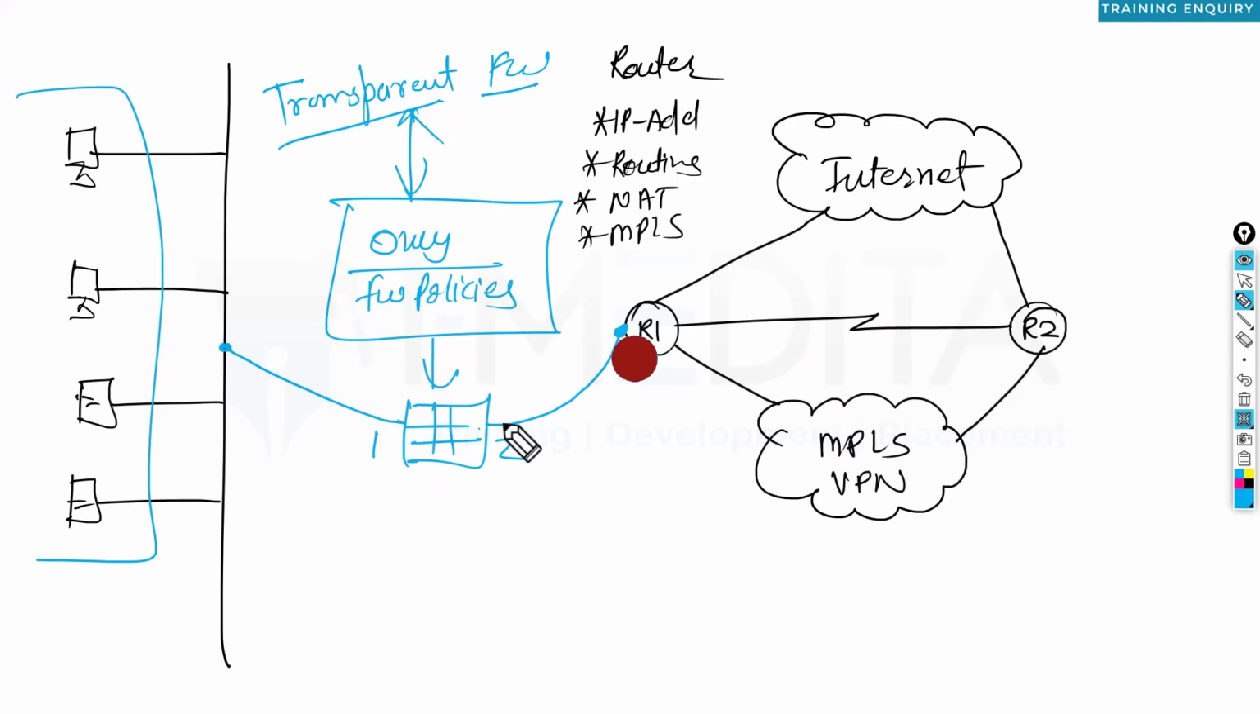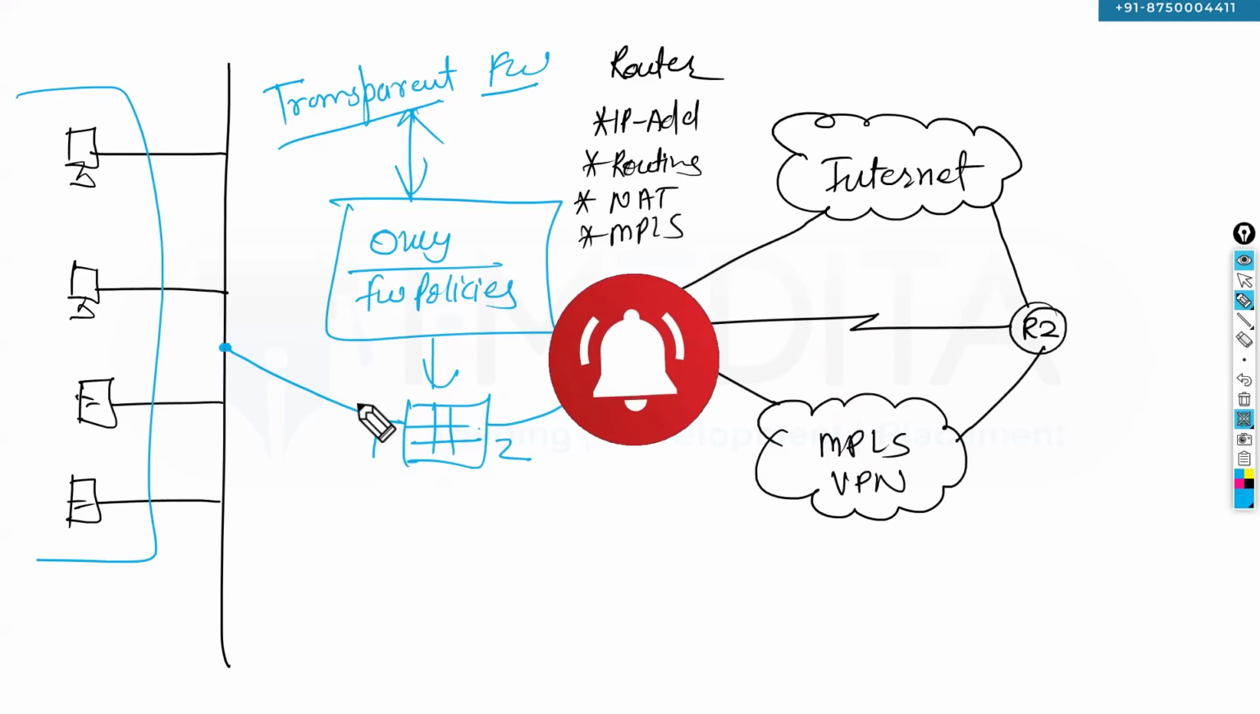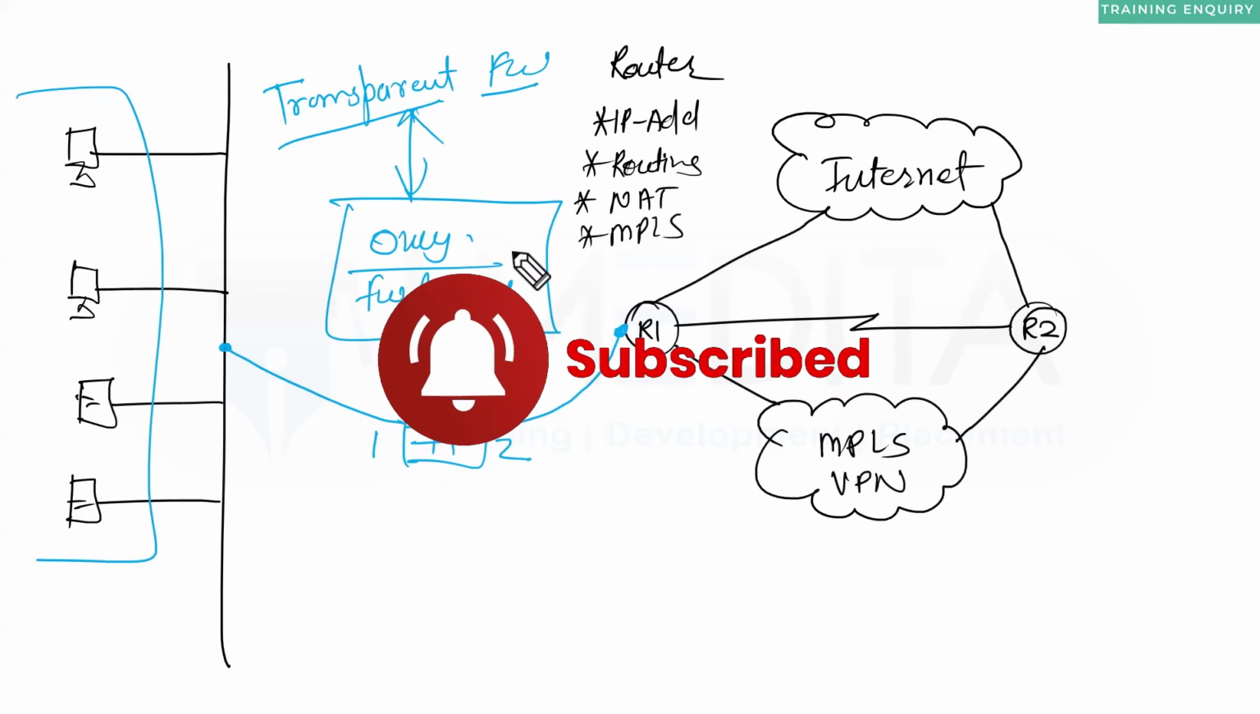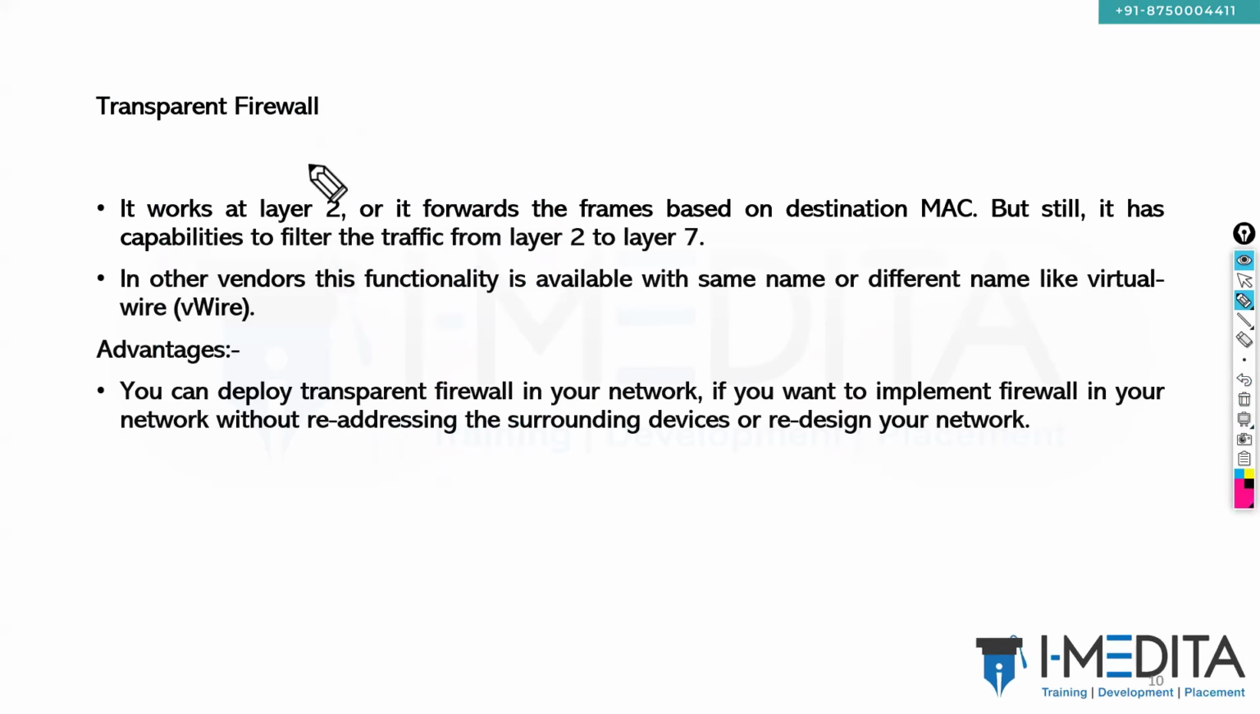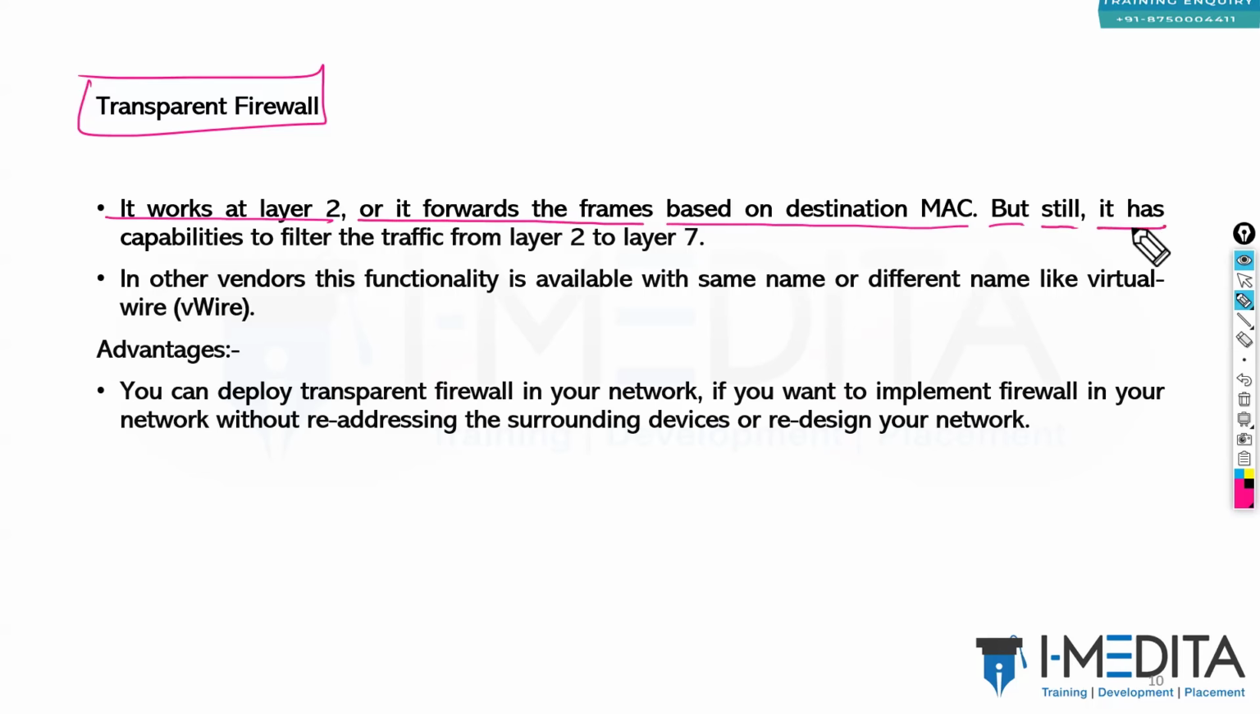When any reply is received at port number 2, it will be forwarded to port number 1 according to the policies. Now, a transparent firewall works at layer 2, forwarding the frame based on destination MAC. But still, it has the capability to filter traffic from layer 2 to layer 7.